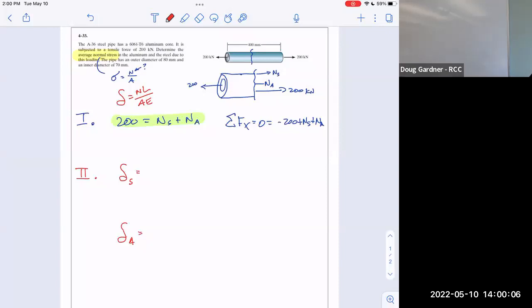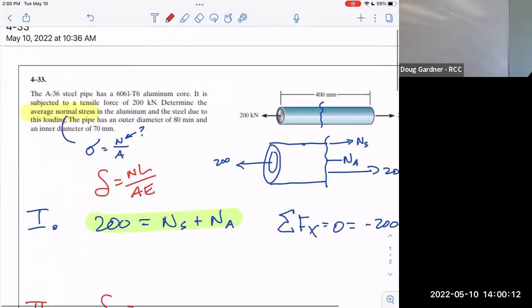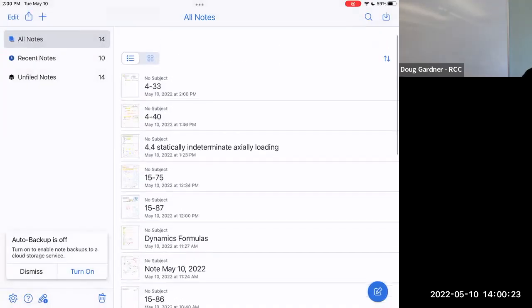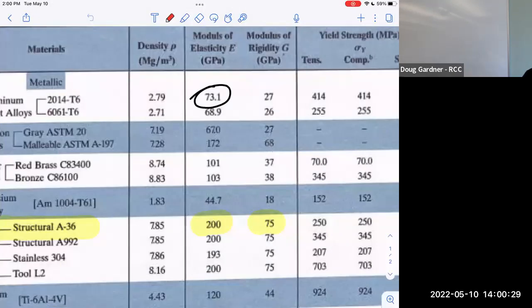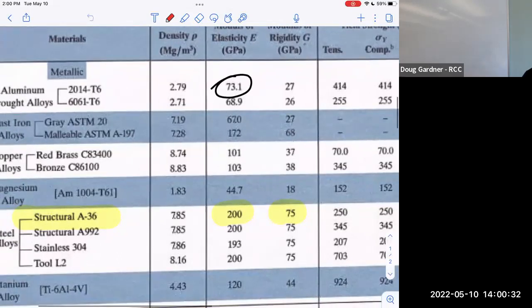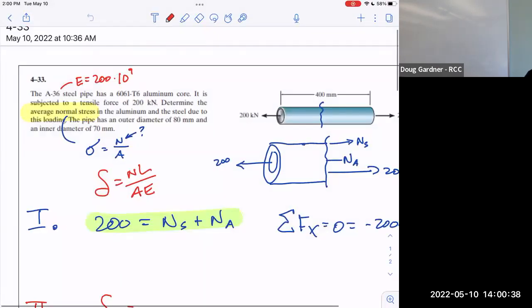While you are thinking about that, I'm going to go up here and look some stuff up. I think we just looked this one up. E for this one was 200 times 10 to the 9th, wasn't it? And the T16 aluminum, 68.9.